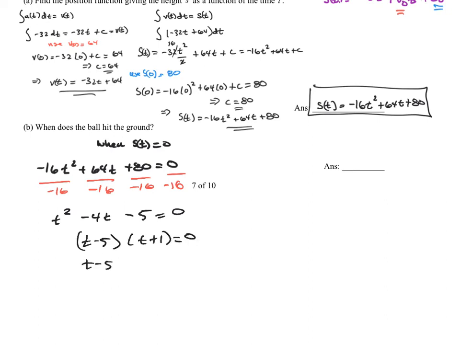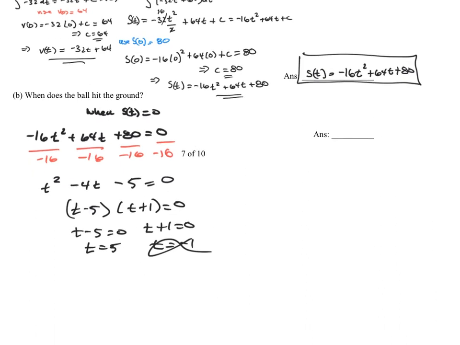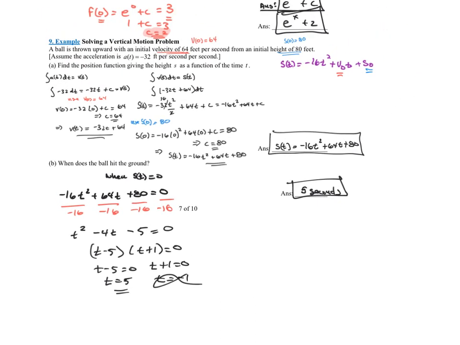Set each of those factors equal to 0. t minus 5 equals 0 gives me t equals 5. t plus 1 equals 0 gives me t equals negative 1. Again, this is time, so negative doesn't make sense. So it would be at t equals 5, and this is in terms of seconds, so this would be 5 seconds. So there it is right there.